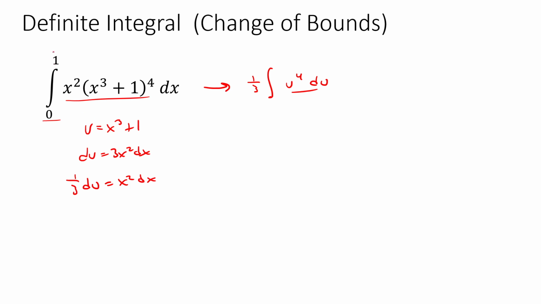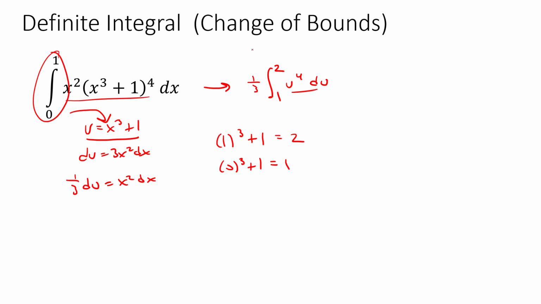And all that is we take these numbers and plug them in for u. So we do 1 cubed plus 1, which equals 2, and we do 0 cubed plus 1 equals 1. So we take our x values and plug them into what u is going to be, and those become the new u bounds of my integral instead of my x bounds. Okay, so we're changing the functions. We also need to change the bounds that we are integrating.